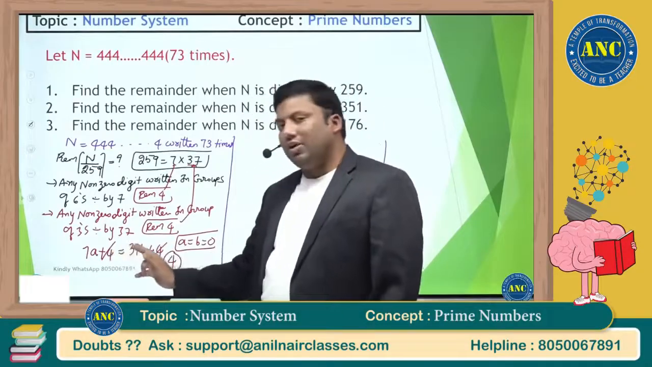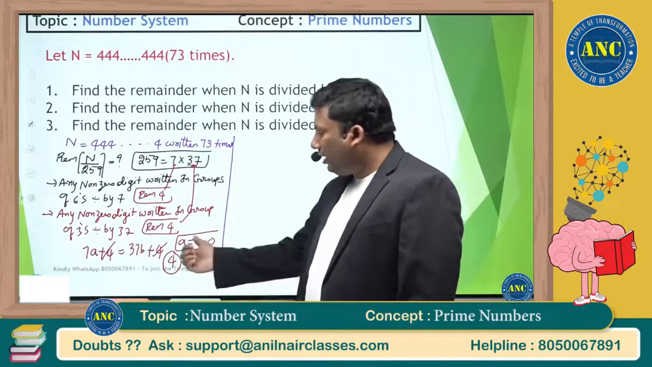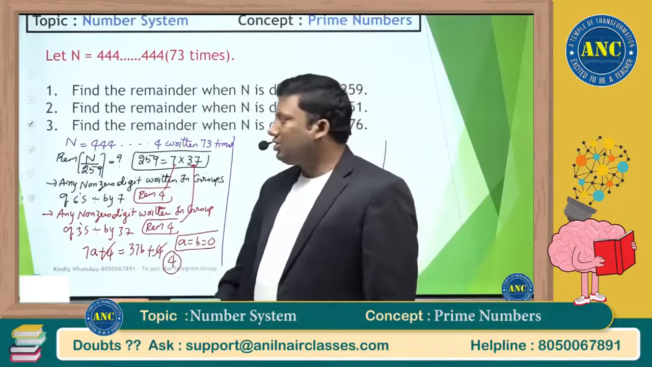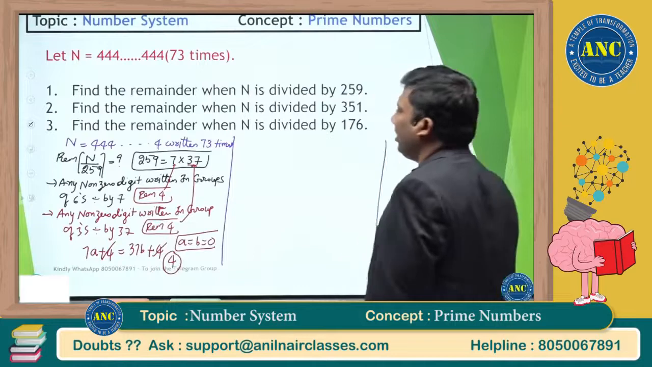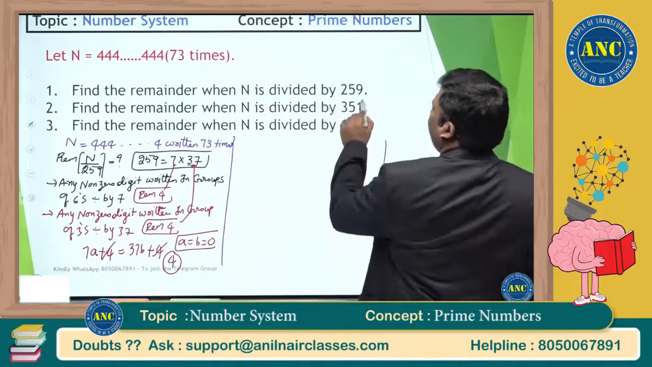7a plus 4 equivalent to 37b plus 4. A is 0, B is 0. Answer for this question is 4. I hope the idea is clear. Next one.